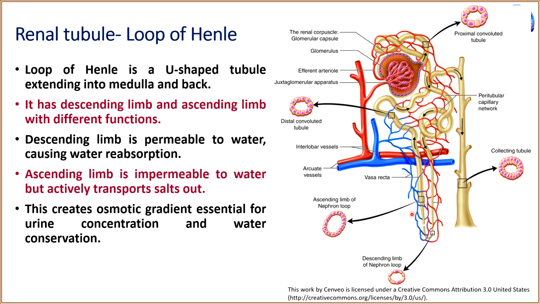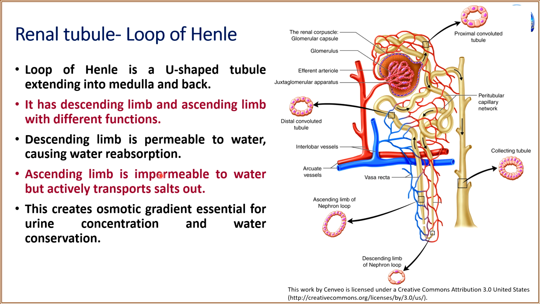Next comes the loop of Henle. The loop of Henle is a U-shaped tube that extends into the medullary region, and then again returns back to the cortex. It consists of a descending limb and then an ascending limb. The descending limb is thin as compared to the ascending limb. The ascending limb is thicker.